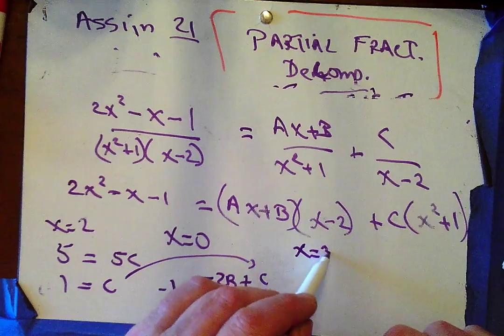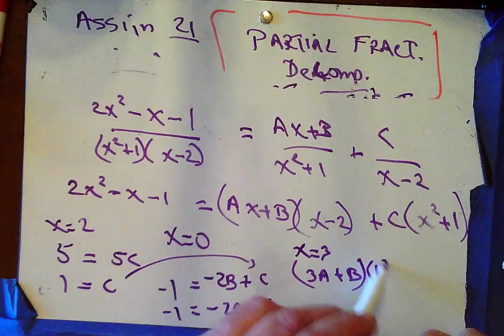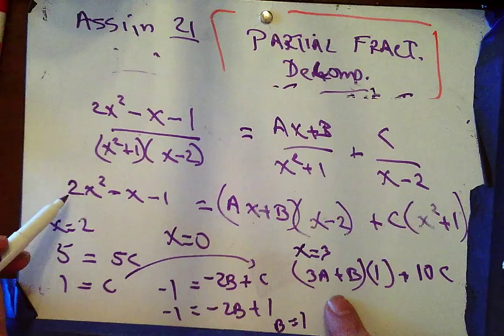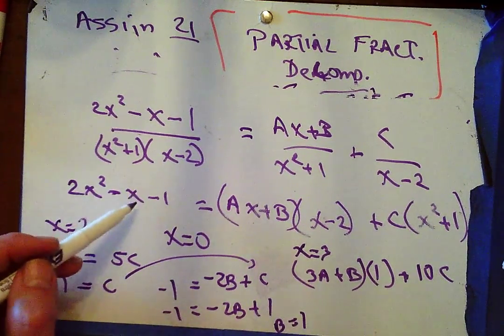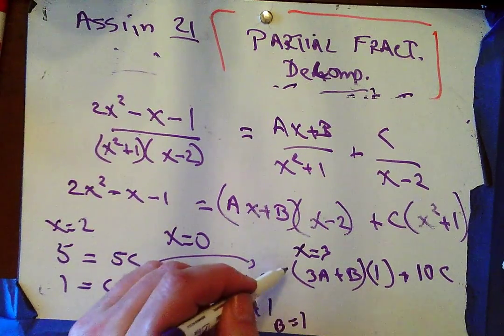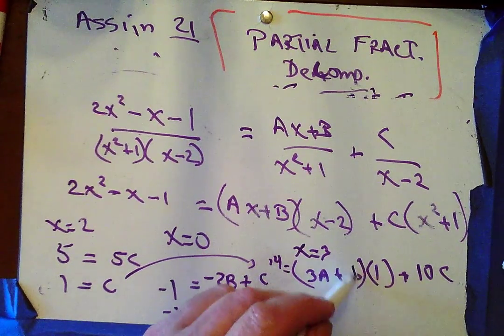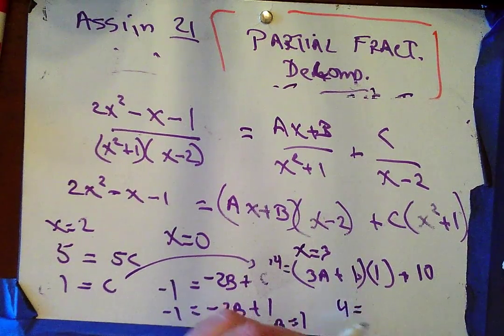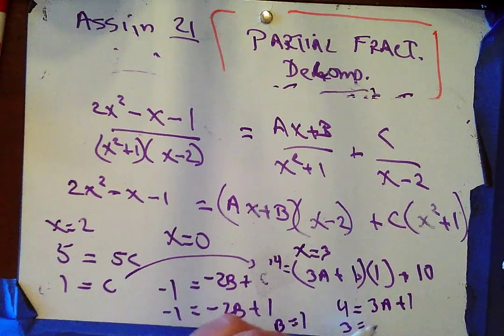So when x equals 3, I get 3a plus b times 1 plus 3 squared is 9 plus 1 is 10c. On the other side of the equation, when I plug in a 3, 3 squared is 9 times 2 is 18. 18 minus 3 is 15 minus 1 is 14. So I know all this is equal to 14. But I also know that b is 1 and that c is 1. So I'm going to subtract 10 from both sides, and I'll have 3a plus 1. 3 equals 3a, a equals 1.